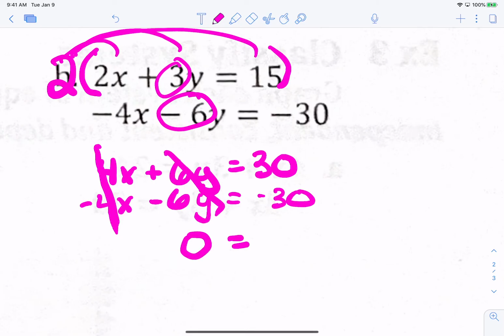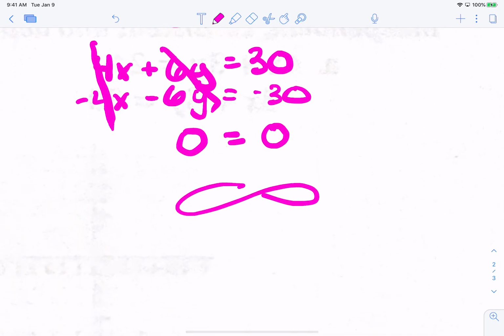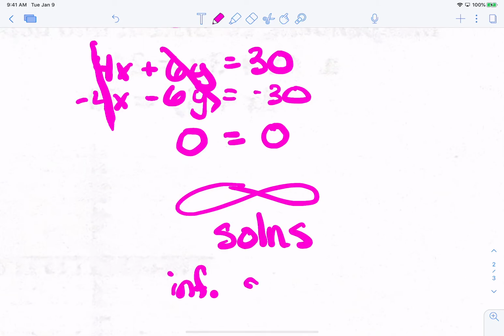Here, everything's gone. So I put 0. 30 minus 30 is 0. So I have 0 equals 0. When does 0 equal 0? When every solution is possible. All the time. 0 is always equal to 0, right? 0 equals 0 all day long. So there are infinitely many solutions. That's an infinity sign, or you can just say infinite solutions.